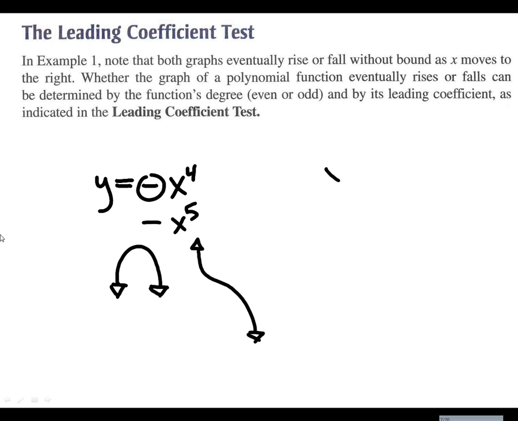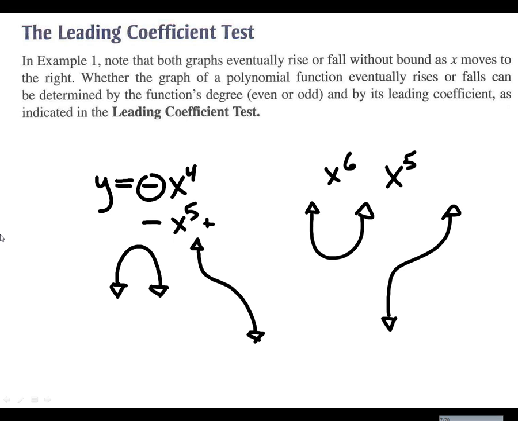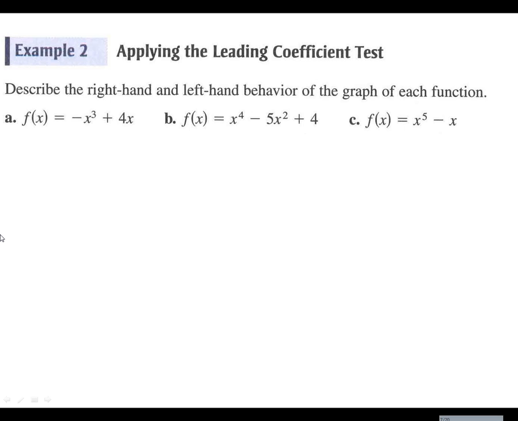Whereas if it's a positive, even, we'll be opening up. If it's a positive odd, we'll start low and finish high on the right. And we can tell this by the leading coefficient. So even if everything else is plus from here on out, the leading coefficient's negative will determine our shape. And so we can describe what's called right and left-hand behavior of the graph of each function.